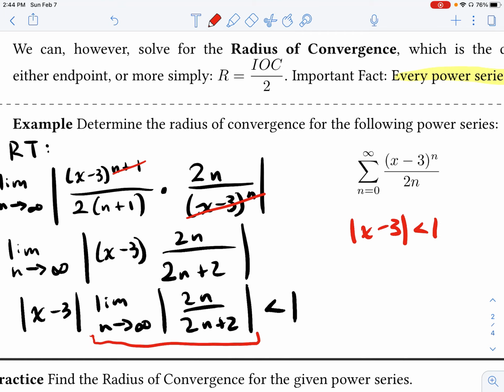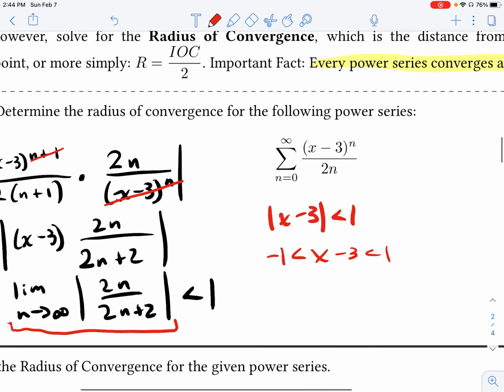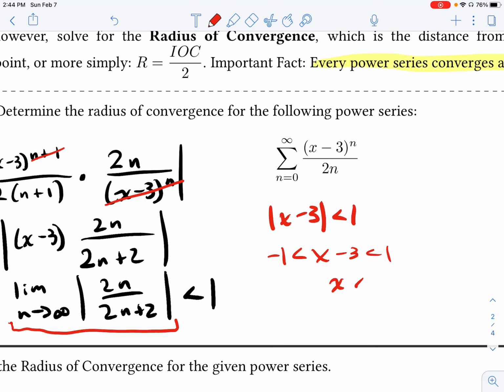Now, some of you might be thinking, this looks like a lot of work for something that I was able to pretty quickly do with geometric power series, but the difference now is that this isn't a geometric power series, right? So now that allows us to write our interval of convergence tentatively as x minus 3 is less than 1, and this is greater than negative 1. And so this would be x is less than 4 and greater than 2.